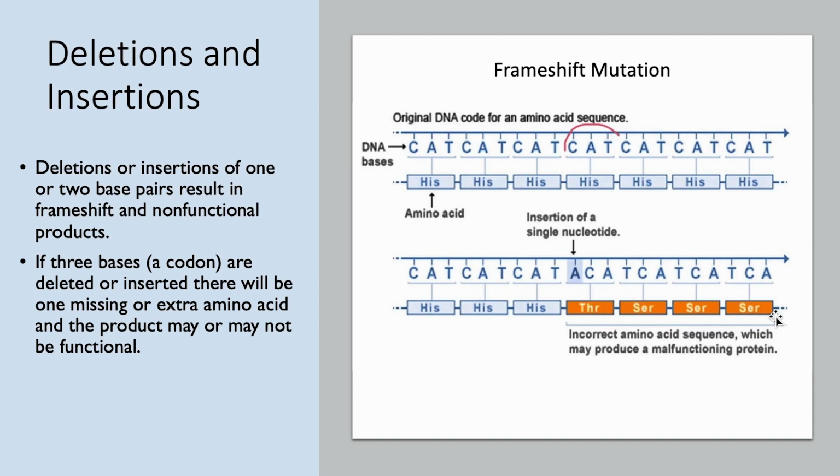The same may occur if there is a deletion. Instead of adding a new base, we remove one. Let's say we remove this C. So when the ribosome is reading this chain, it's going to read CAT, CAT, CAT. It's going to place histidine, histidine, histidine. But now instead of reading CAT, it's going to read ATC, and then ATC, ATC, ATC.